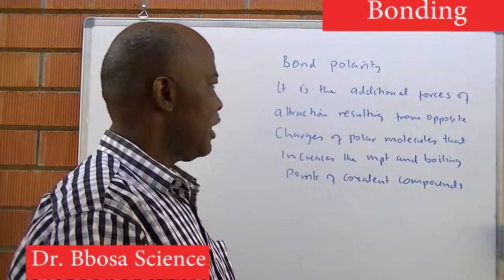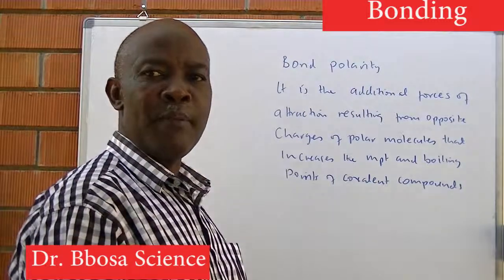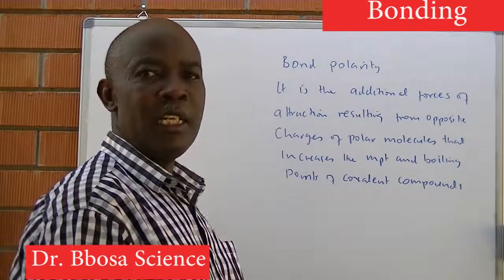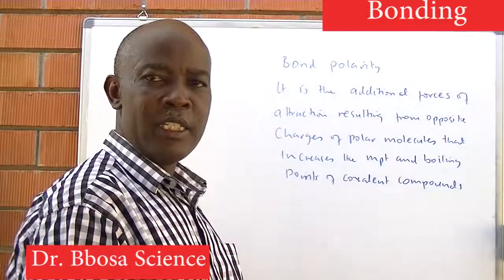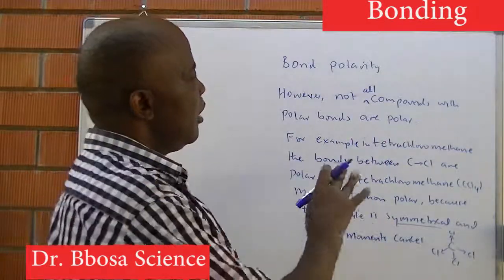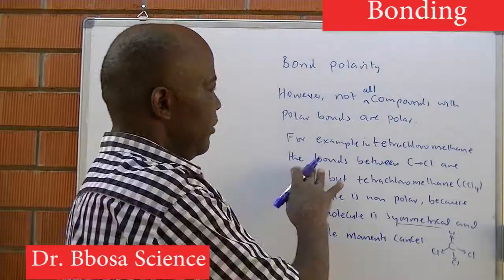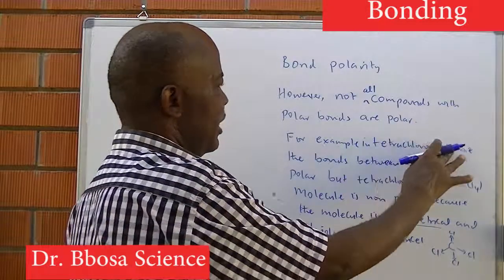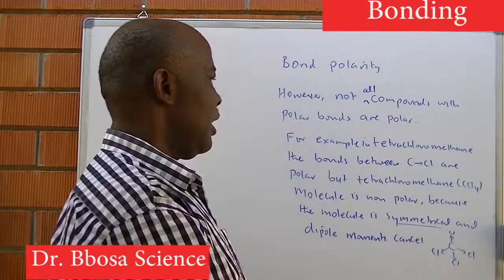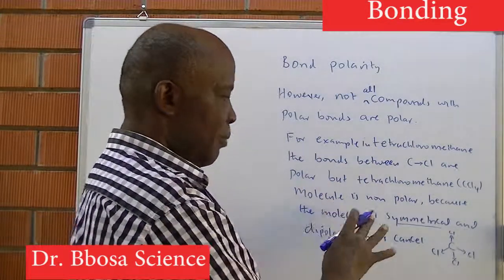It is the additional forces of attraction resulting from opposite charges on polar molecules that lead to an increase in the melting and boiling points of covalent compounds. However, not all compounds with polar bonds are polar. For example, in tetrachloromethane, the bonds between carbon and chlorine are polar, but the tetrachloromethane molecule is non-polar.